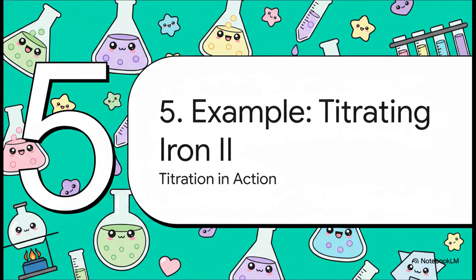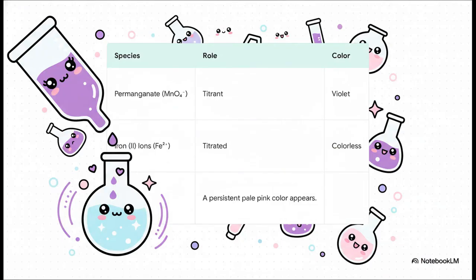So let's put all this theory into action. Let's walk through a classic, super common lab experiment. Titrating iron 2 ions with a solution of potassium permanganate. So here are the players for this reaction. Our titrant, the stuff in the burette, is the permanganate ion, which has this really intense violet color. And our analyte, the mystery solution in the flask, is the iron 2 ion, which is totally colorless.